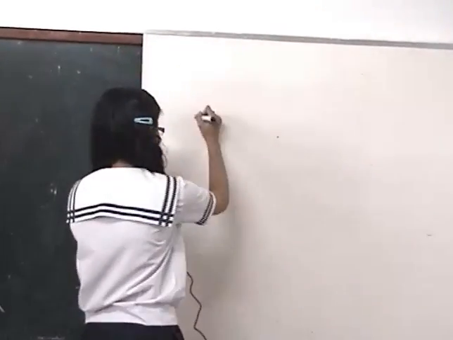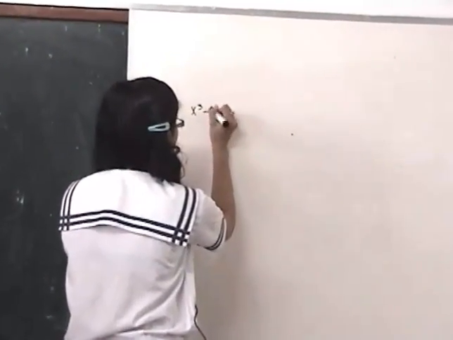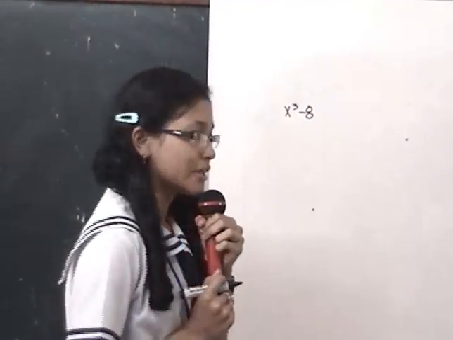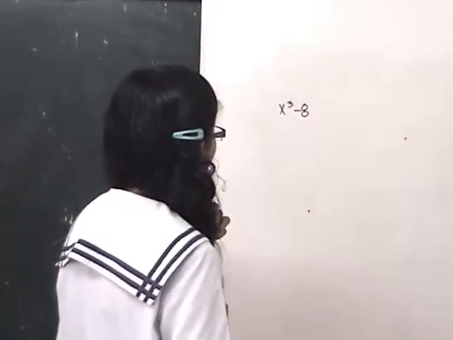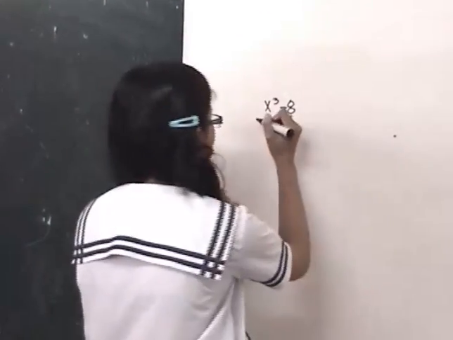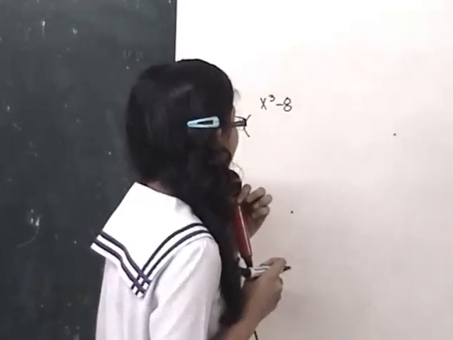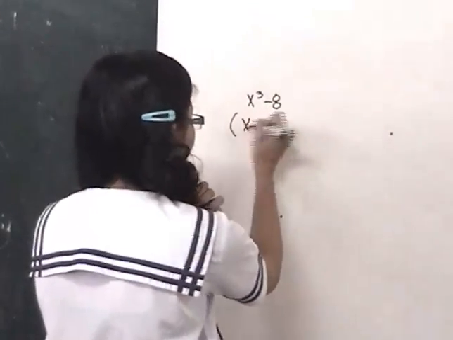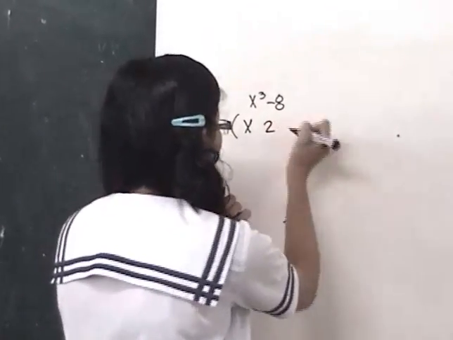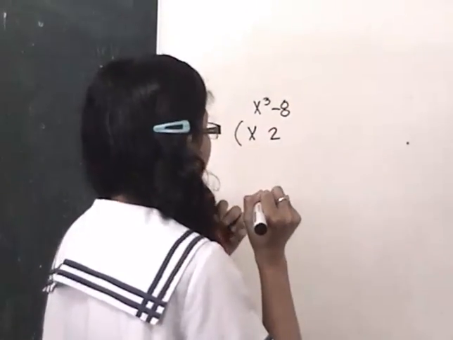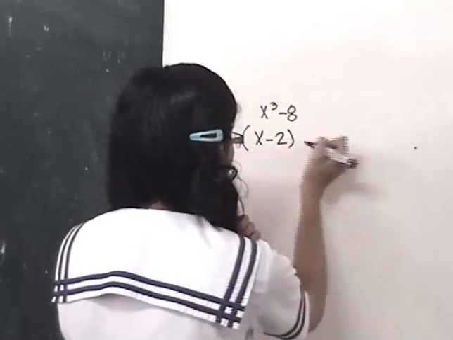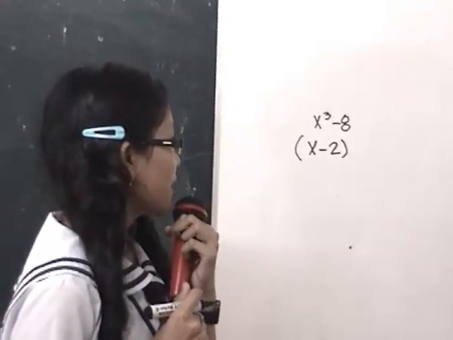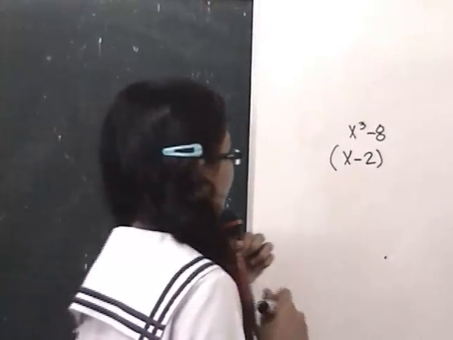X cubed minus 8. A binomial cube consists of a binomial factor and a trinomial factor. To get the binomial factor, extract the cube root of x cubed, which is x, and the cube root of 8, which is 2. Then connect them by the sign of the second term, which is negative. Therefore, the binomial factor of x cubed minus 8 is x minus 2.